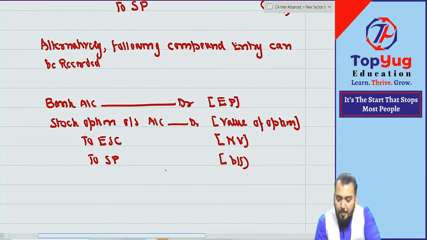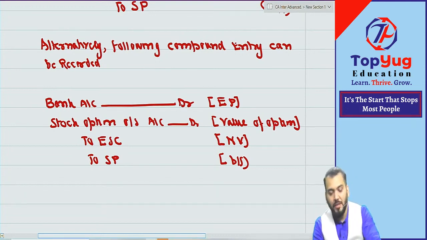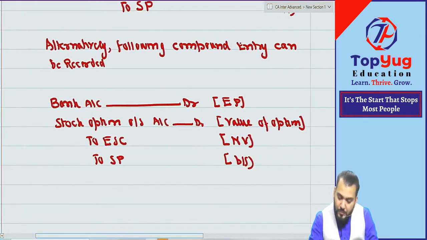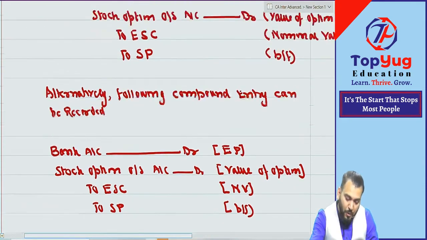Means simple, but can I say premium is equal to exercise price plus value minus nominal value? So always keep in mind premium can be calculated in this way. Exercise price plus value of option minus nominal value. Got it. This also you have understood. Correct.